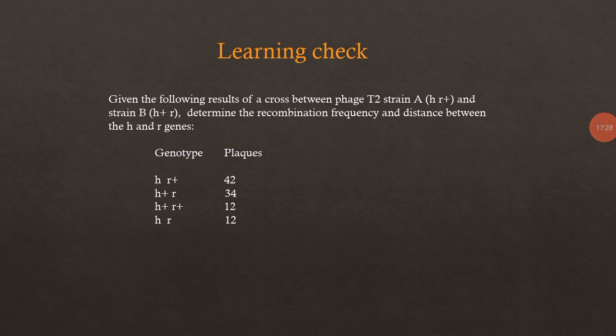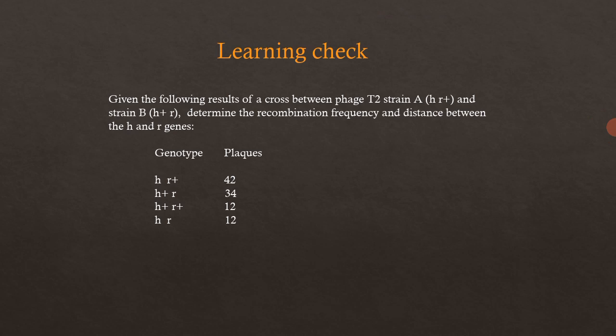Now you have here the genotypes, that is, the recombinants that we got. That will include your parental types also, that is H plus R, then HR plus, H plus R plus and HR, and then you have the number of plaques here. That is 42, 34, 12 and 12 respectively.